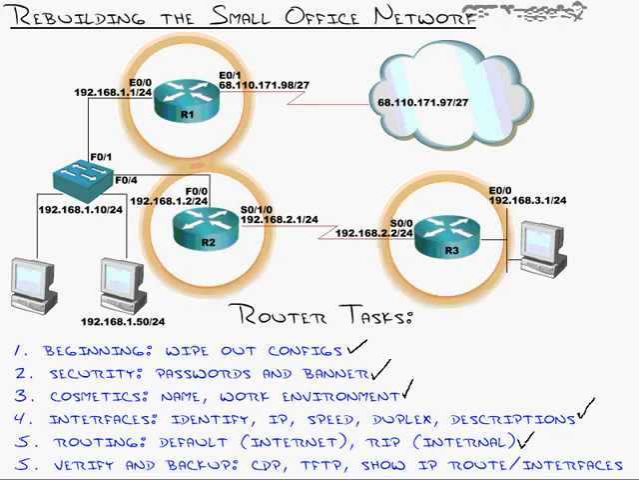So with the last piece in place, what I want to do is verify and back up our configuration. I want to use the Cisco Discovery Protocol, just like we did on the switch, to verify our connections. TFTP, that's where we can set it up. I've got this host right here as the TFTP server, 1.50, and we'll copy some of our configurations over there. Do show IP route, interfaces, just verify that everything looks good.